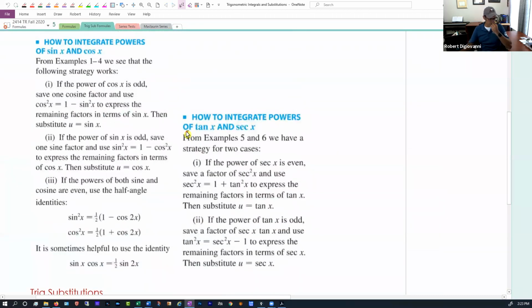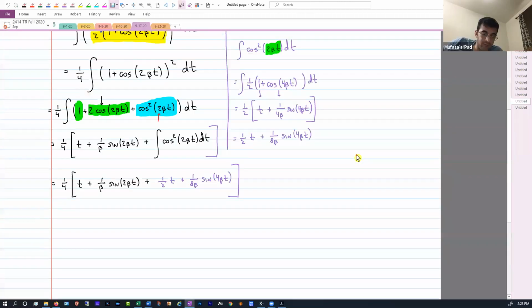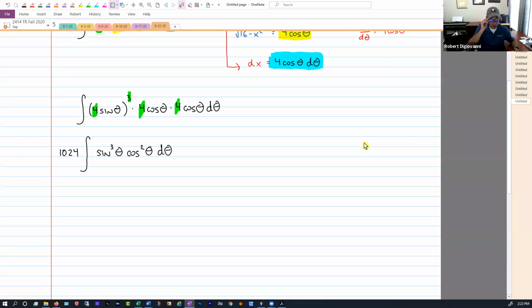Okay. So first thing we look at is, do we have cosine to an odd power? No. Do we have sine to an odd power? Yes, we do have sine to an odd power. So what does it say to do when we have sine to an odd power? Take one factor and use sine squared equals 1 minus cosine squared. Take one factor of what? Sine, right? So at this point, I'm going to say this is 1024 integral sine squared theta times cosine squared theta times sine theta d theta.